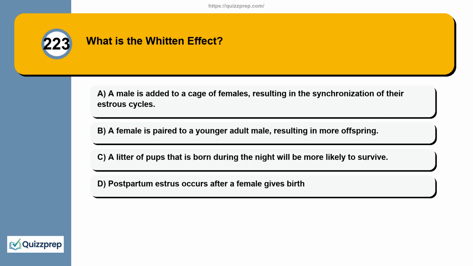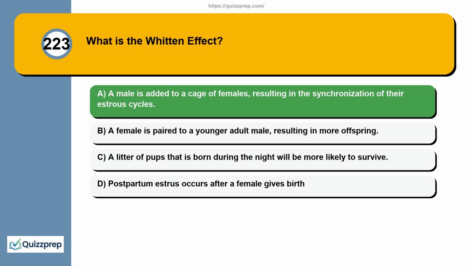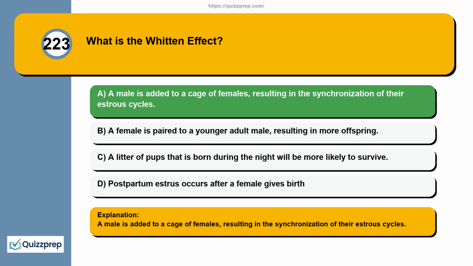Question 223. What is the Witten effect? Option A. A male is added to a cage of females, resulting in the synchronization of their estrous cycles. Option B. A female is paired to a younger adult male, resulting in more offspring. Option C. A litter of pups that is born during the night will be more likely to survive. Option D. Postpartum estrus occurs after a female gives birth. The correct answer is option A. A male is added to a cage of females, resulting in the synchronization of their estrous cycles.